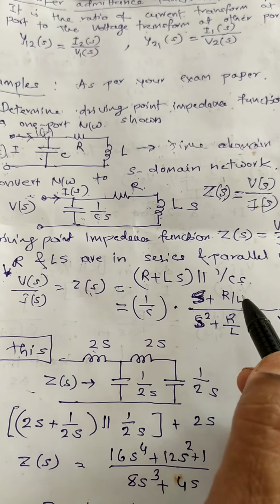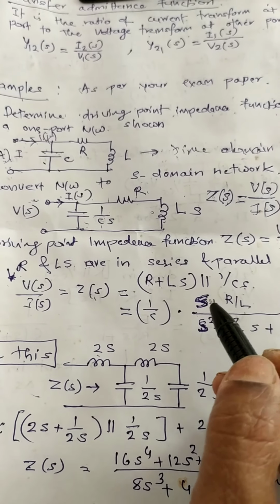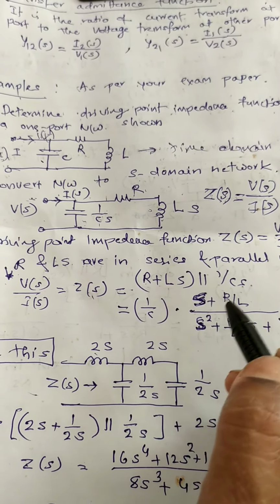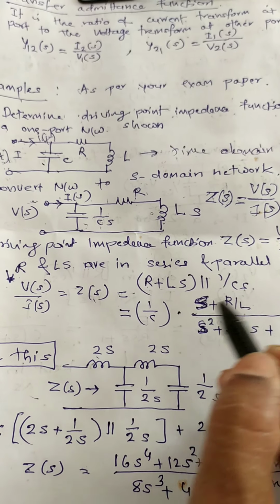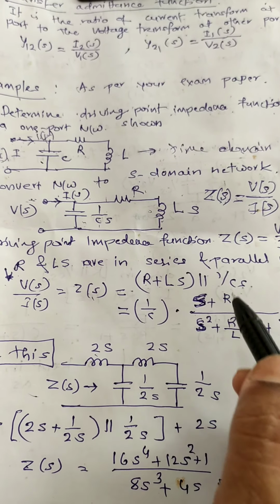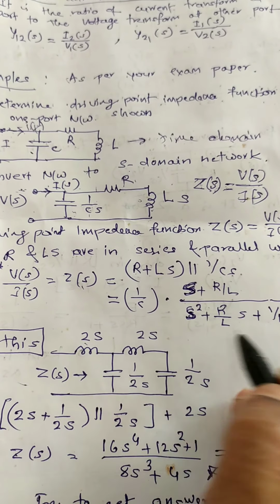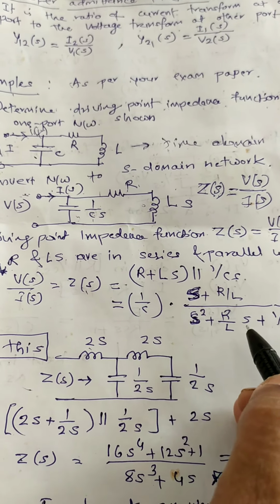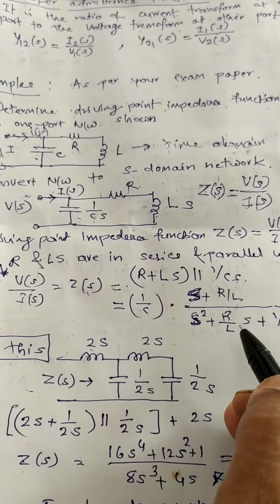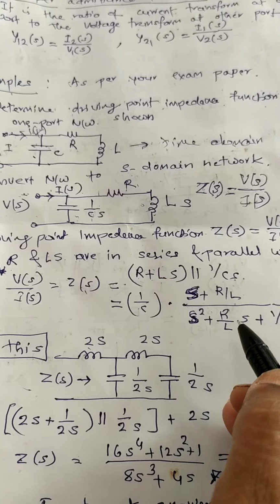It should be in the form of S plus a constant, so that it will be easy to find the roots. S equal to minus R by L is the root of the polynomial in the numerator. Here two roots are possible, S1 and S2, and these may be required while plotting the poles and zeros in the next portion.